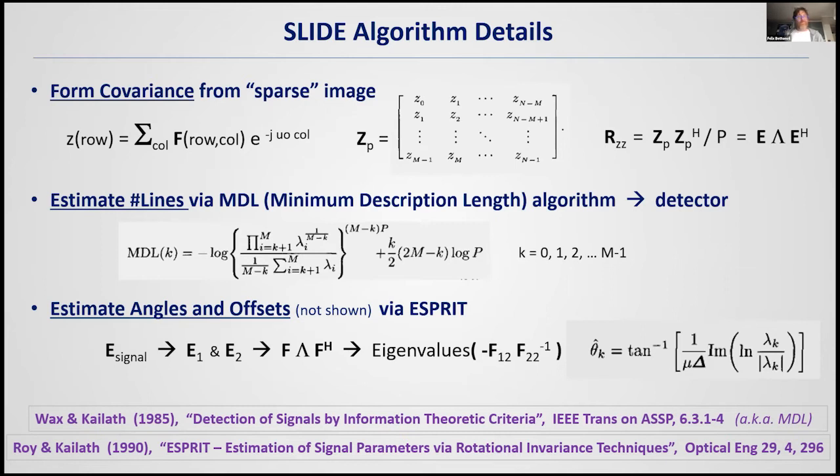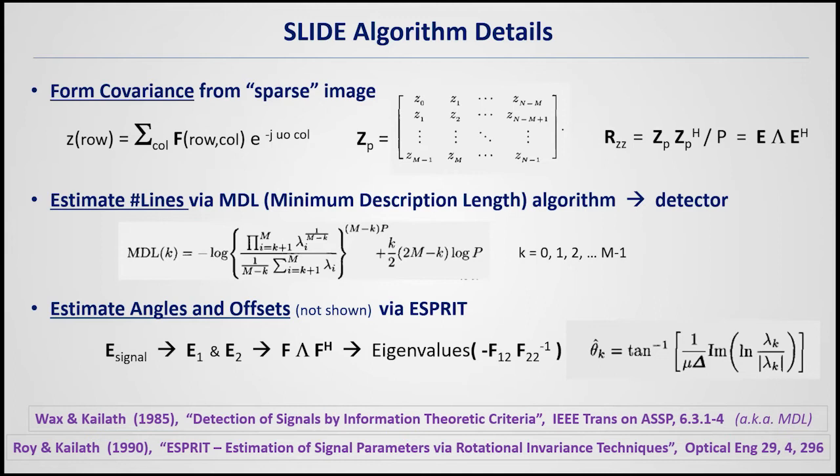That creates a data matrix Z, which you then use to compute an outer product, generate the covariance matrix, and do an eigen decomposition. The eigenvalues are basically broken up into the signal and the noise components, and then you attempt to estimate the number of lines in the image by using one of many algorithms, but the one they recommend is the minimum description length algorithm.